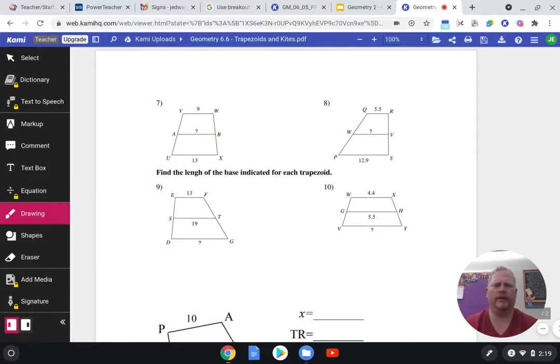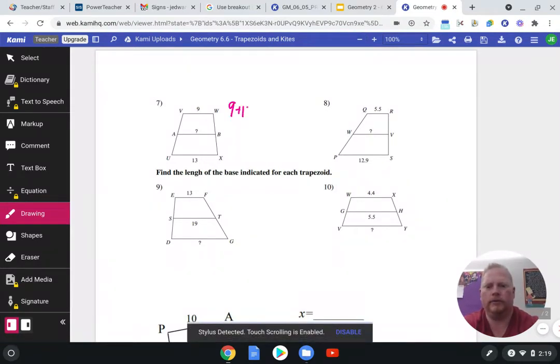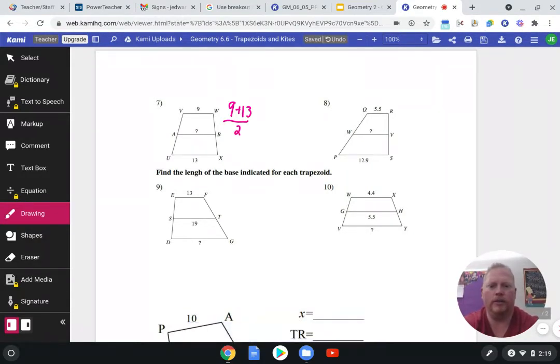All right, so here we have a few examples of some trapezoids with the mid-segment. So in question 7, it asks us to find the length of AB. If you recall, I told you that in order to find the length of that, you just add up the two bases and divide by 2. So 9 plus 13 is 22. And so that makes the length of AB 11. Oh, that's an ugly 11.